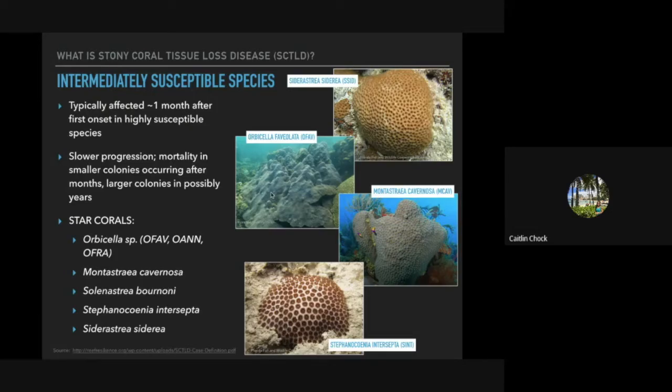Okay, so there's our OFAV there. Our MCAV, the SBOU, which we don't really see here in Utila. Our SINT, the blushing coral here, and the SCLI, which we do get a lot of here. Okay, so these species we're also looking at. Typically, they would become affected after the highly susceptible species, but we are also looking at these species to see if we find any disease signs there.